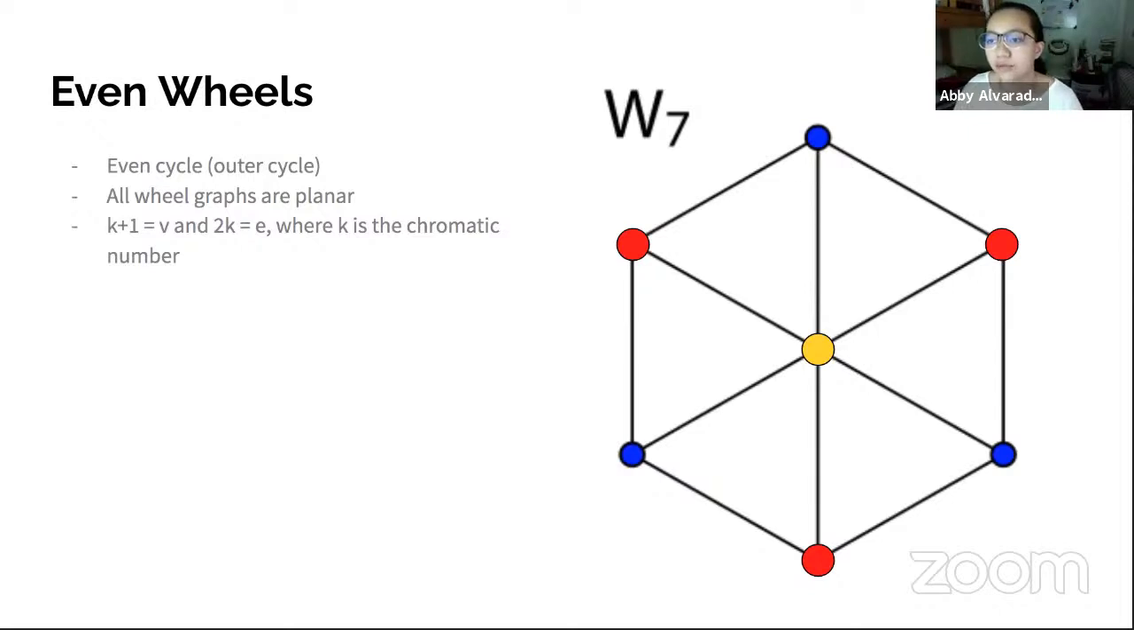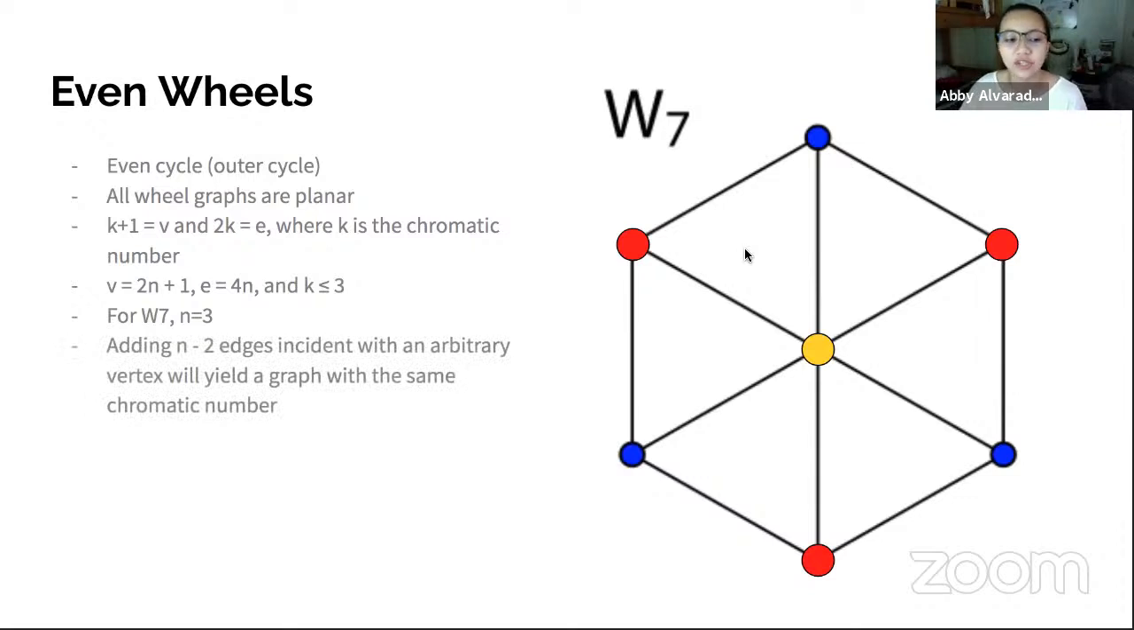K plus 1 is equal to V and 2K is equal to E, where K is the chromatic number, V is the vertices, and E is equal to the number of edges. Now for even wheels, this is its general formula. Its vertices is equal to 2n plus 1. 2n because they have an even outer cycle, but since there's an additional central vertex, then it is 2n plus 1. And then it has even number of edges, so it's equal to 4n, and its chromatic number is less than or equal to 3.